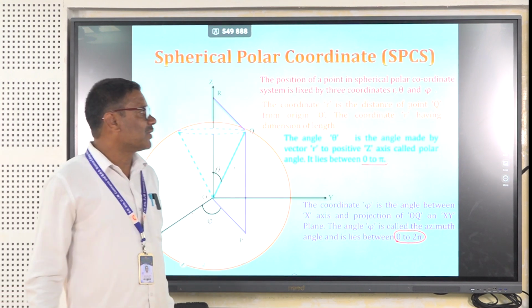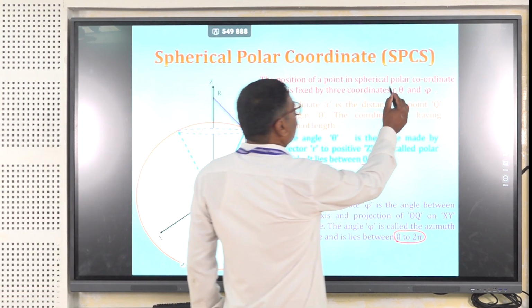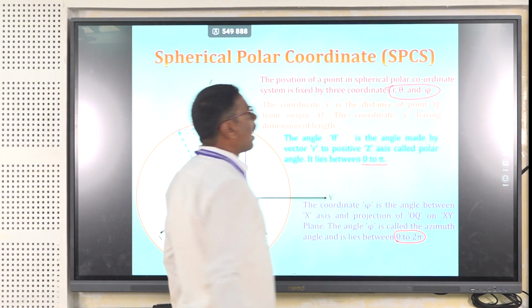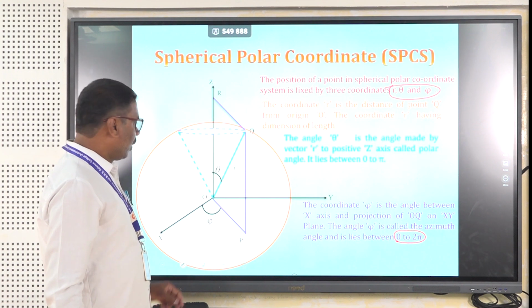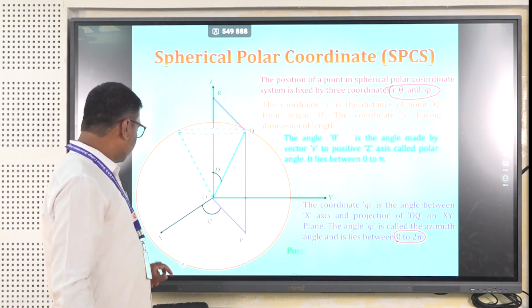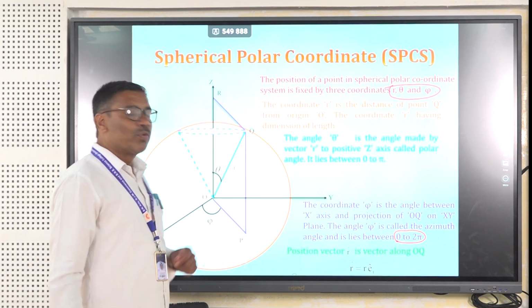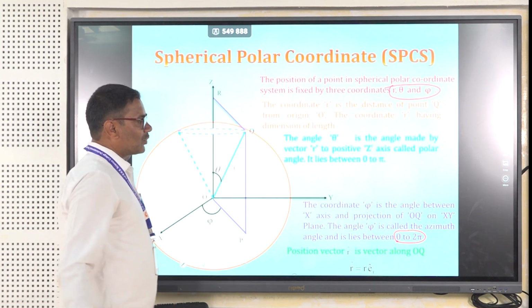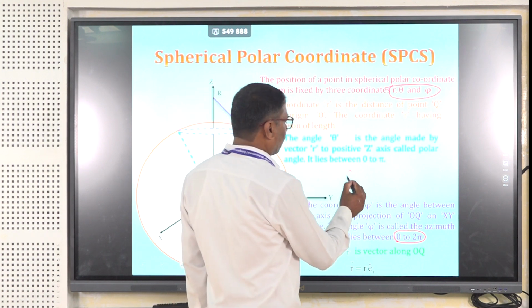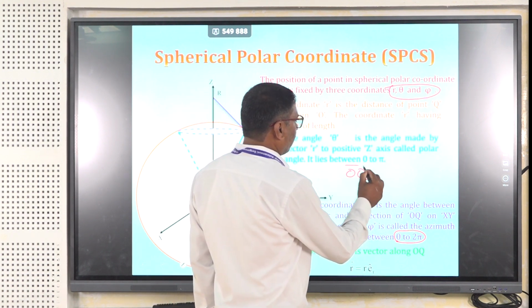In this way, the position of any point in the spherical polar coordinate system is represented by 3 coordinates: r, theta and phi. Now, then we can see the position vector. The position vector is OQ bar.